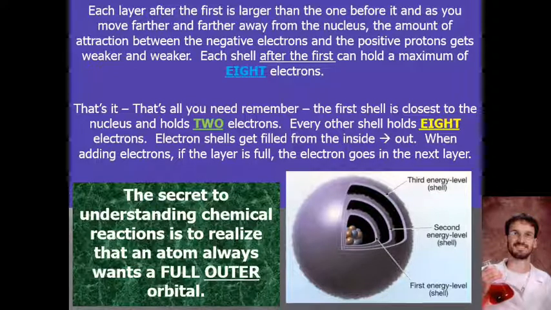Now, when you get to high school, they're going to change that rule a little bit, because when you start talking about those transition metals in the middle of the periodic table, things start to change. There's other stuff going on that has 10 electrons in it, but we'll wait for that for high school.